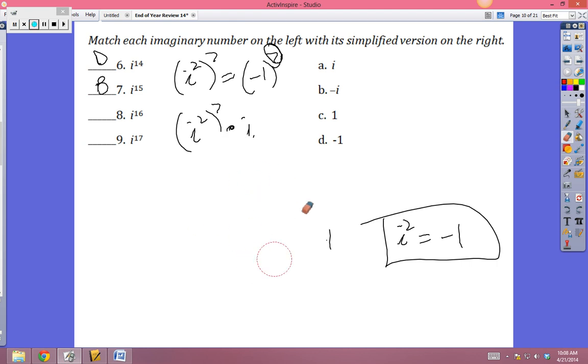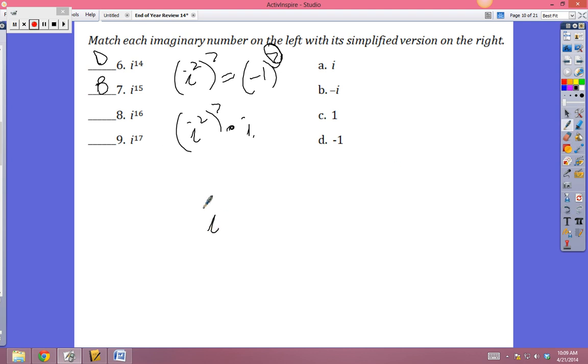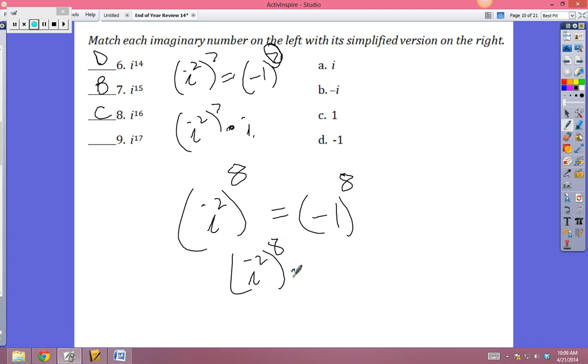Now if you've got 16 imaginaries, how many squares are in 16? There should be 8 squares in 16. But every square is a -1, so if you have a -1 8 times, you're going to end up with a +1. That's going to be C. And then if you have 17, that's the same as 8 squares times 1 left over. So 8 squares, that's just a 1, and a 1 times I is just I. So this one's got to be A.